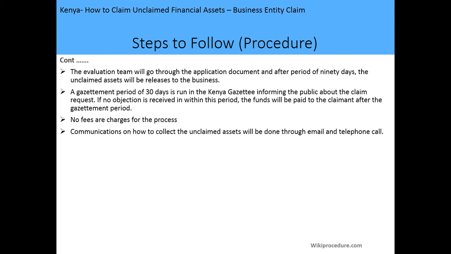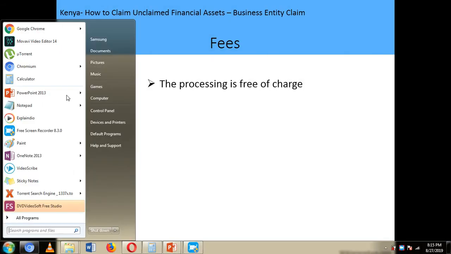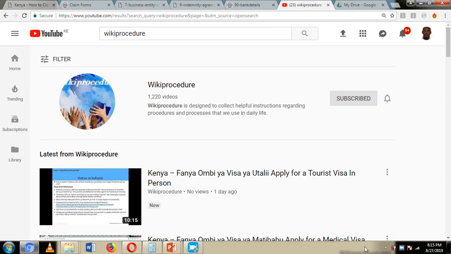informing the public about the claim request by the business. And if no objection is received within this period, the funds will be paid to the claimant after the gazettement period. You need to note that no charges are charged for this process, and communications on how to collect the unclaimed assets will be done through email and a telephone call. So let's just see how you're supposed to fill these forms.